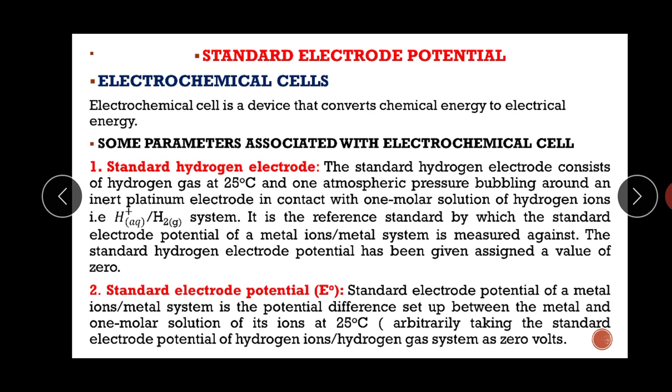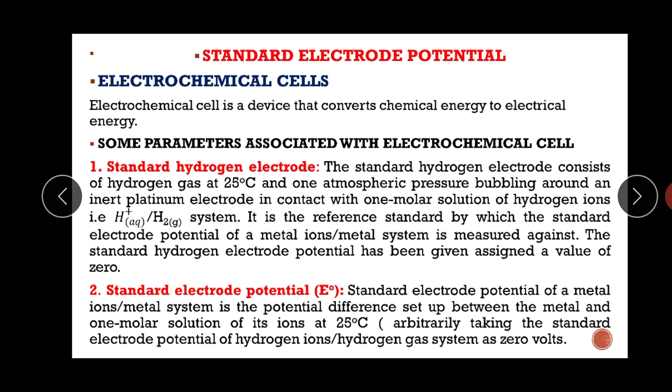So what we want to really talk about are some parameters associated with the electrochemical cell. The first parameter is what we call the standard hydrogen electrode. The standard hydrogen electrode consists of hydrogen gas at 25 degrees centigrade, that is room temperature, and 1 atmospheric pressure, bubbling around an inert platinum electrode in contact with a 1 molar solution of hydrogen ions. And look at that, we have the H+ aqueous, H2 gas system.